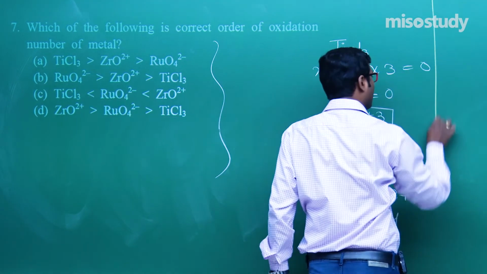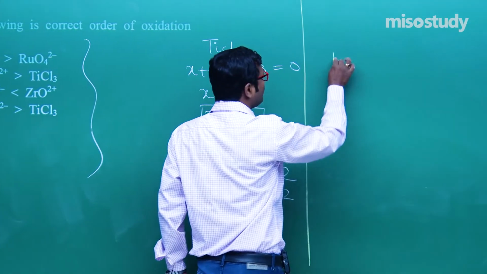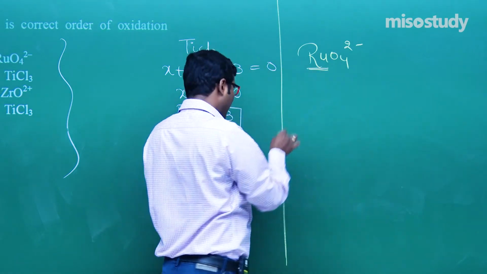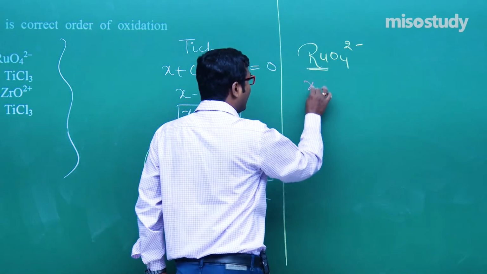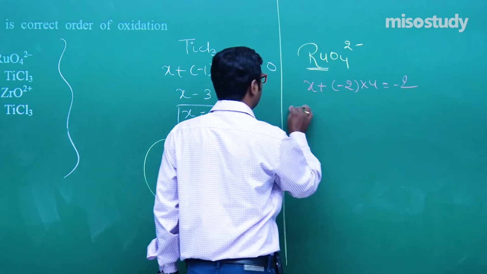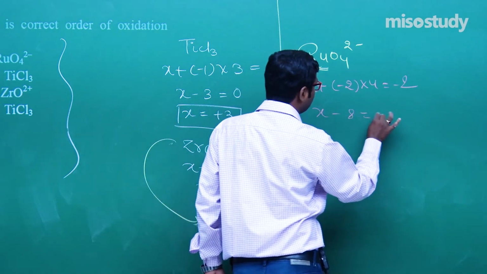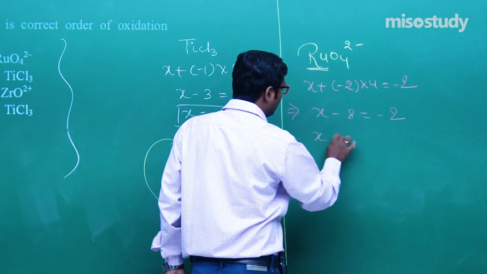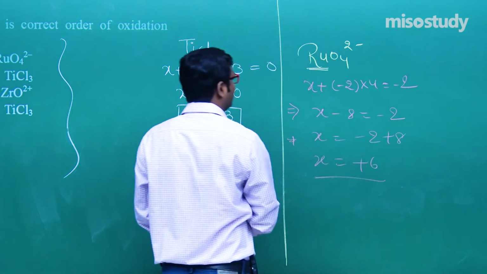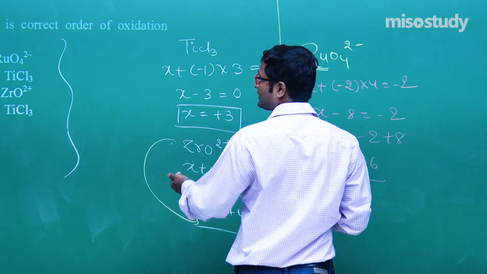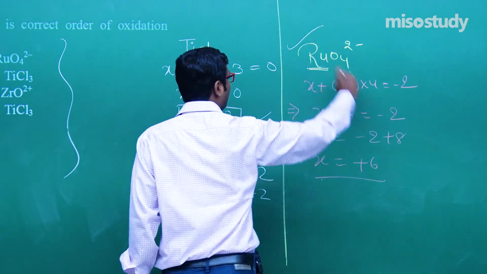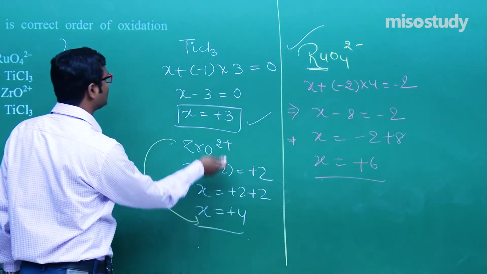Now moving here, check it out. That is RuO4 2-. Put here X. Then X plus (-2) into 4 is equal to -2. Then X minus 8 is equal to -2. X is equal to -2 plus 8, and X is equal to +6 oxidation state. Clear? Now next one, Ti, okay. +3, +4 and +6. It will have more oxidation state. Then there comes this, then there comes this.